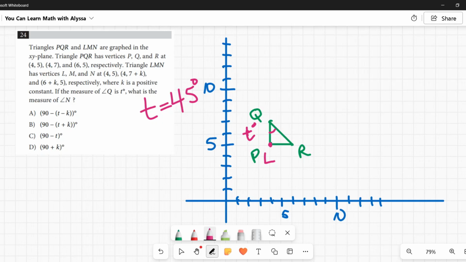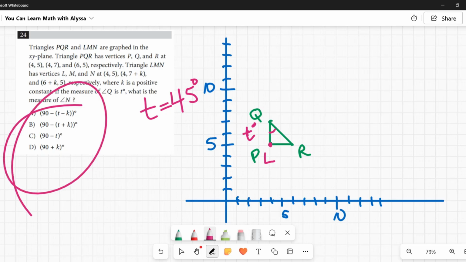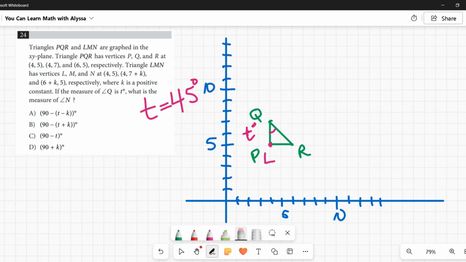Now I'm going to pick a number for K, not Q. I can just pick any positive constant I want, because my answers here are all in terms of K and T. So no matter what number I pick for K, it's going to come out as one of these answers every single time, for every value of K and T. Okay, so LMN, and I'm going to say K is equal to 3. That's my number I'm picking.